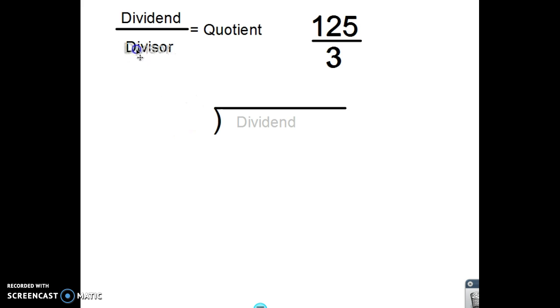So if we take a look at our number, we're going to take 125 and divide it by 3. So 125 would be our dividend and our 3 is our divisor. Well, if you recall, does 3 go into 1? No. So does 3 go into 12? Yes, 4 times. 4 times 3 is 12.